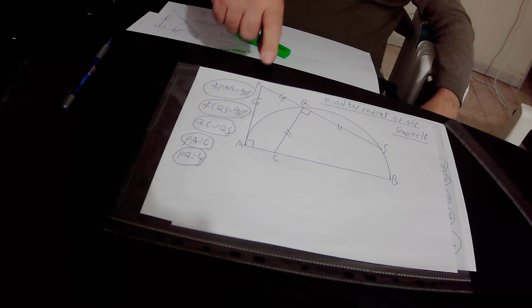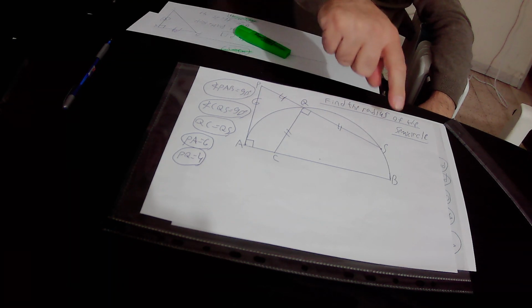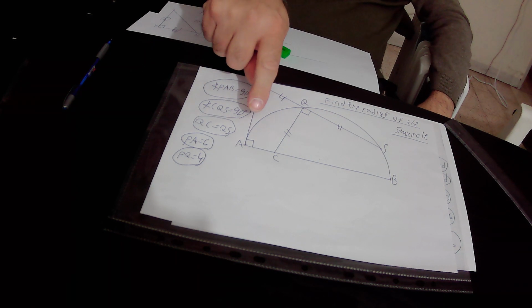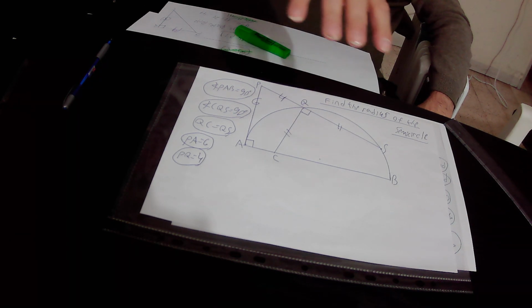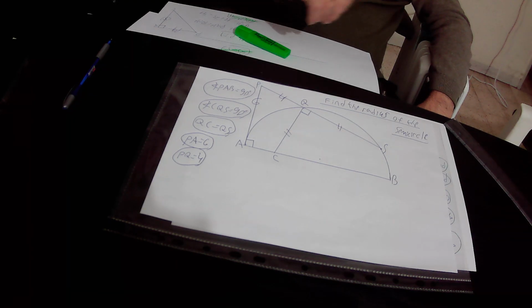And we also know that CQ equals QS. Angle PAB equals 90 degrees, and angle SQC is also equal to 90 degrees in size. Again, our mission is to find the radius of this semicircle.